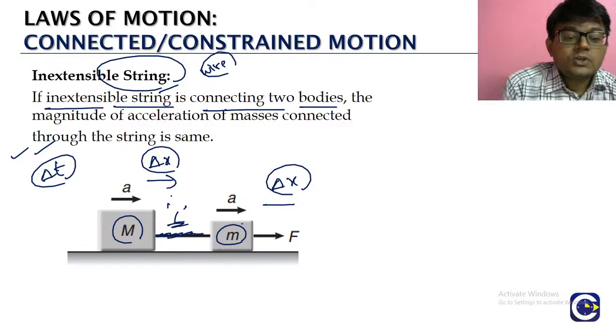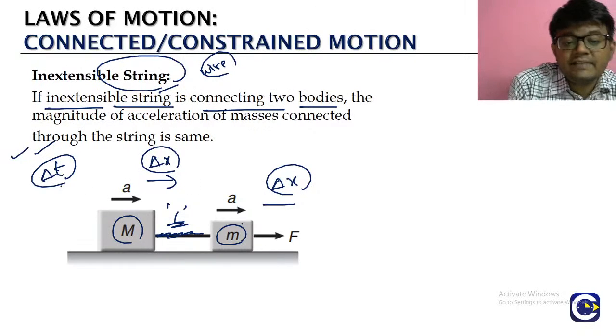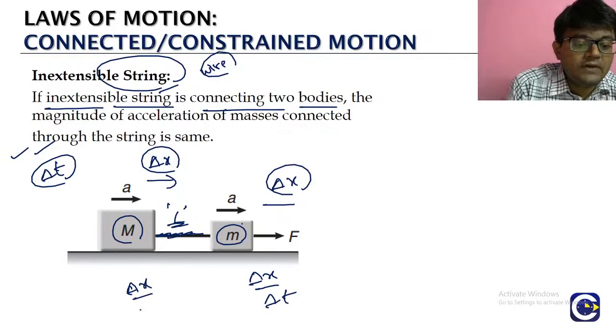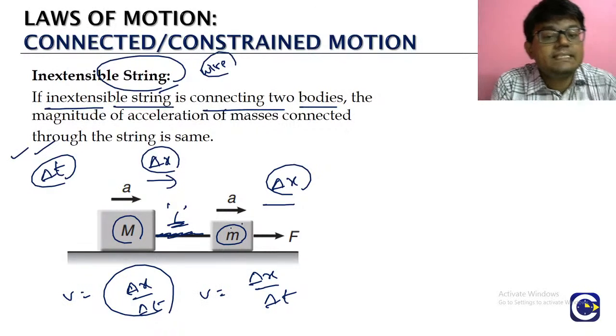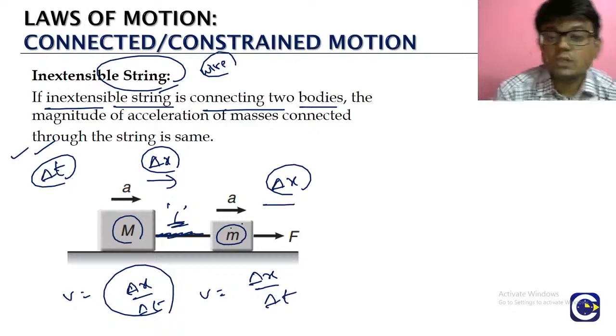Okay, so they have the same displacement in a given time, means what? If you divide that displacement by the time taken, what will we have? We'll end up having the velocities of both these blocks being the same. The velocities of both the blocks will be what? Same.